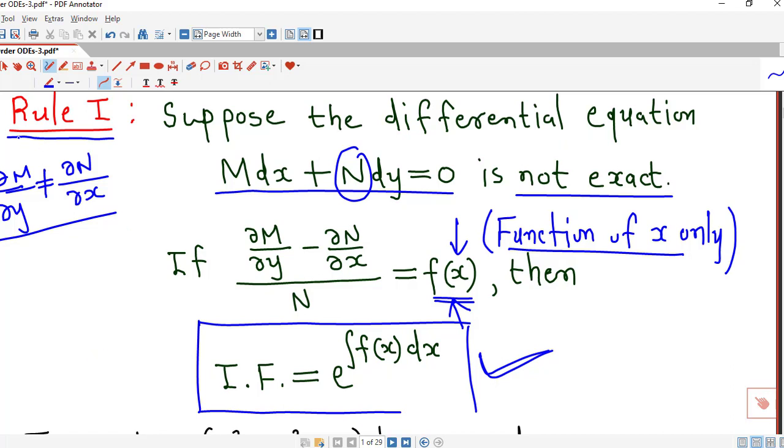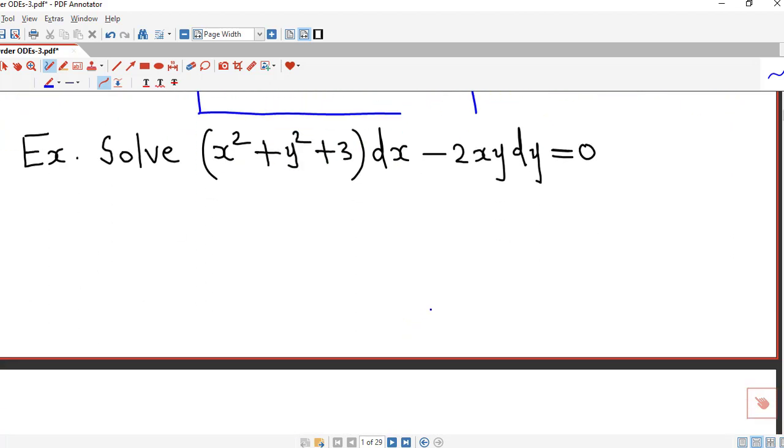But today we are considering examples related to this rule 1. So we start with this example. First we check whether this differential equation is exact or not. For that we compare with M dx plus N dy equal to 0.